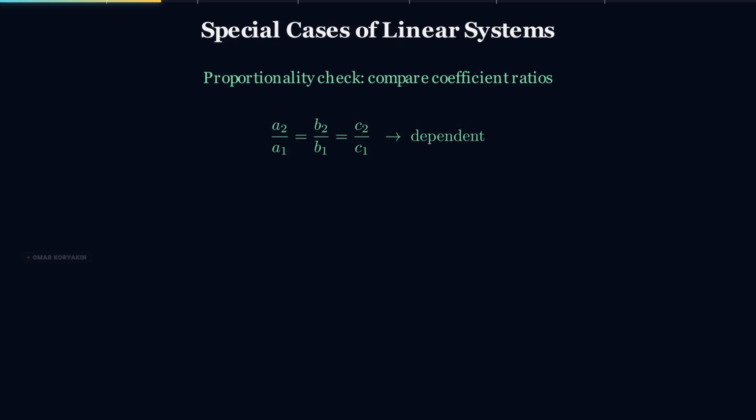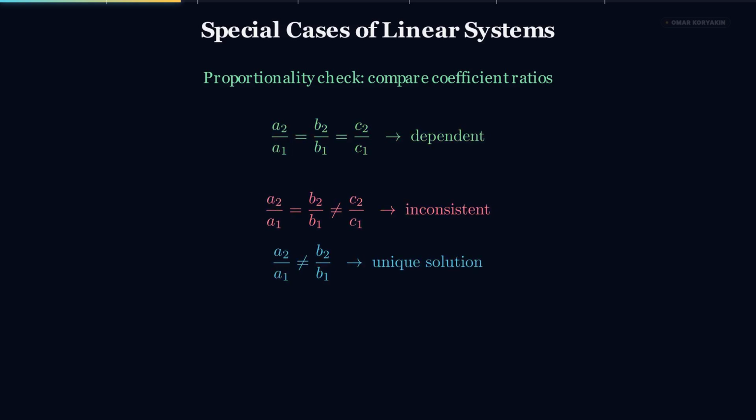Step 1 in recognizing a special case. Compare the structures of the 2 equations. Look at the ratios of corresponding coefficients across the 2 equations. If the ratio of x coefficients equals the ratio of y coefficients, but is different from the ratio of constants on the right, the system is inconsistent and has no solution. If all 3 ratios are equal, the system is dependent and has infinitely many solutions.